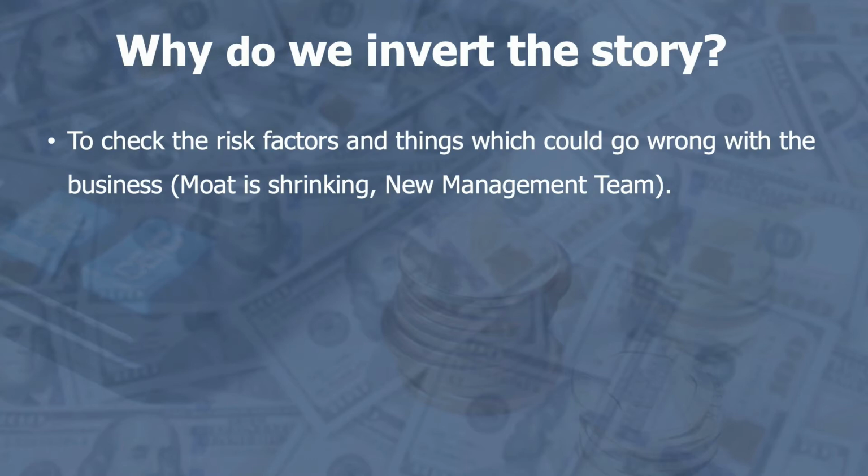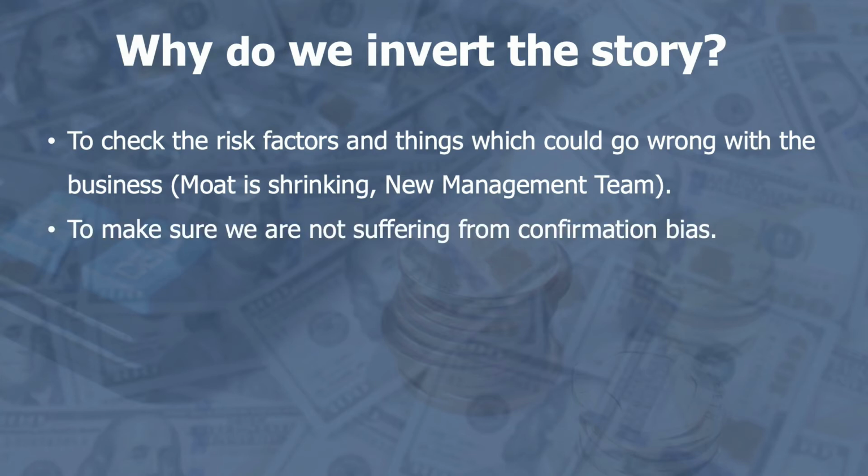So let's look at why we invert the story. We need to check the risk factors and things which could go wrong with the business. We need to know that the company's moat is strong, it's not shrinking, the numbers are still good. We believe in the management team. Also, would a change in the management team significantly change the story that we've come up with?